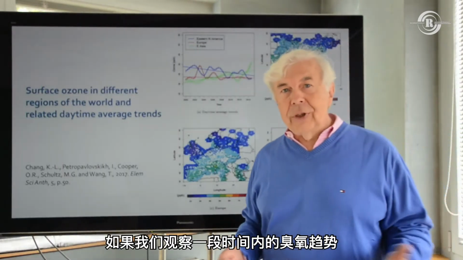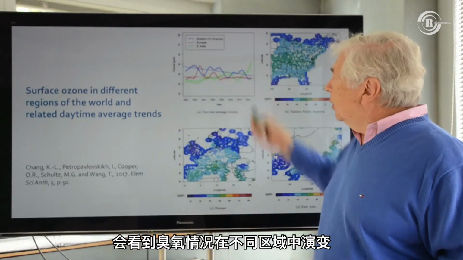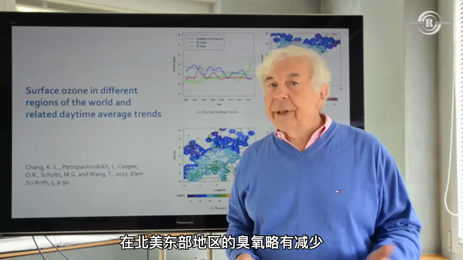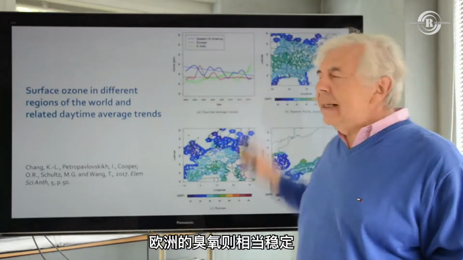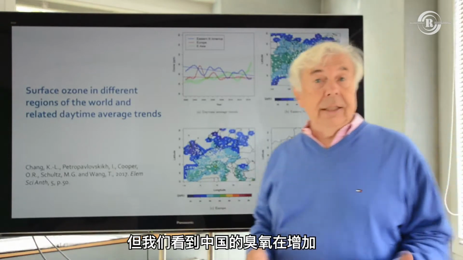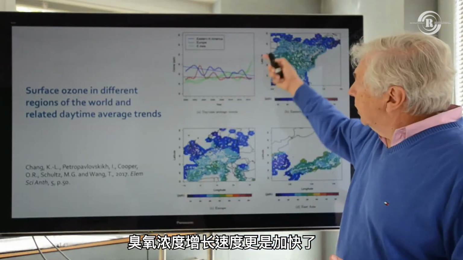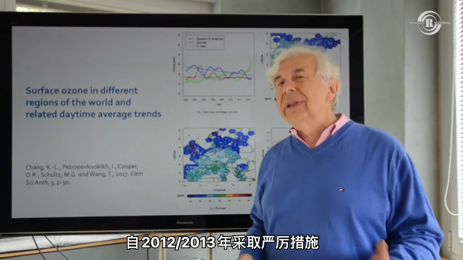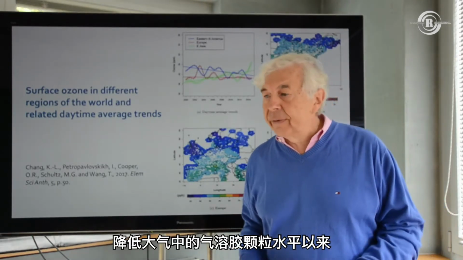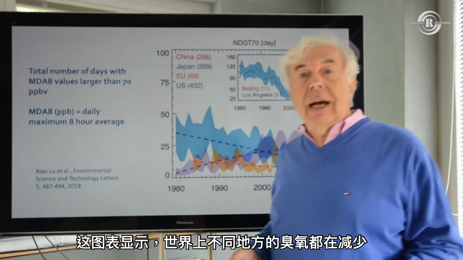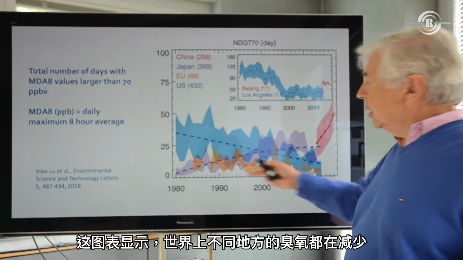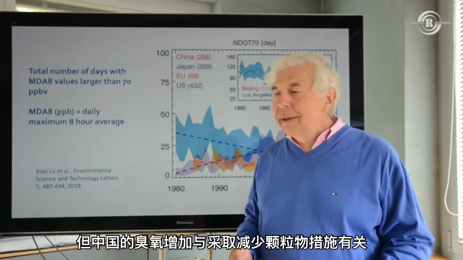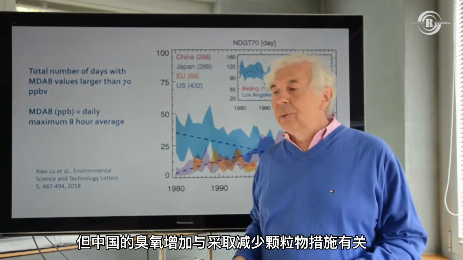Now, if we look at the trends over time, you see here, for example, that the situation is evolving, of course, from region to region. In the eastern part of North America, we see a slight decrease in ozone, pretty steady in Europe. But in China, we have seen an increase in ozone, and this increase has accelerated really since about 2012, 2013, when drastic measures were taken to reduce in particular the level of particles, of aerosol particles, in the atmosphere. You see here another graph that shows you also that there's been a reduction in different parts of the world, but there is now an increase in China, associated as a kind of byproduct of the measures that were taken to reduce the particles.